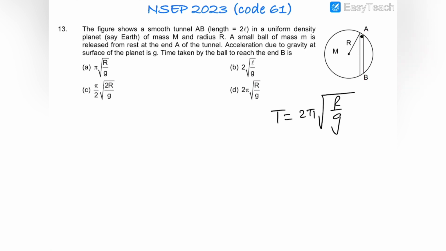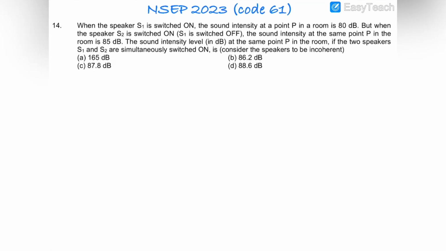And obviously we have to find out the time of A to B, so it would be T by 2. So the correct answer would be pi under root r by g. So the correct answer would be A. Now we move on to the next question.